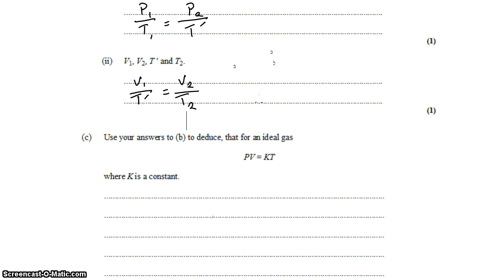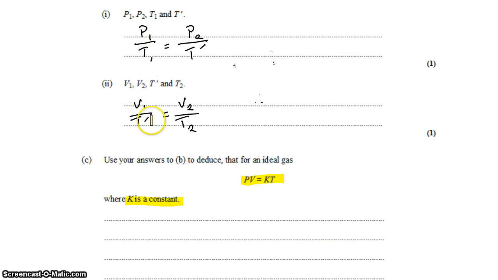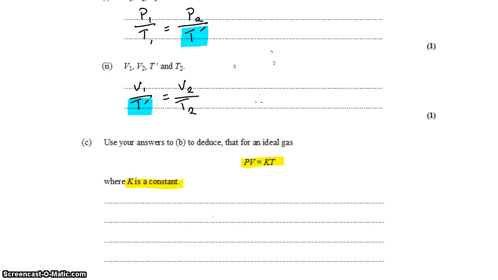Lastly, we want to use our answers to part B to deduce that for an ideal gas, PV equals KT, where K is some constant. So we want to combine these two relationships. And when we look at those two relationships, we see that the only thing they have in common is that intermediate temperature, T prime. They don't share any other terms. So what I'm going to do is solve each of those equations, 1 and 2, for T prime, so that we can combine them.